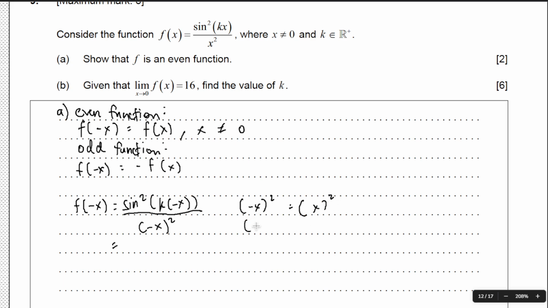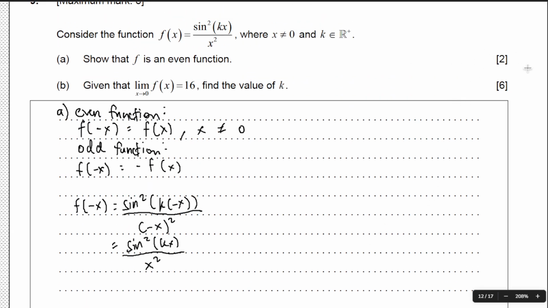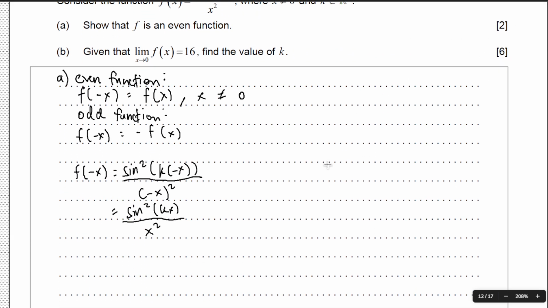We can prove this by just looking at, let's put in a value of minus 2. Minus 2 squared equals 4, and 2 squared also equals 4. So on the top value, we would still have sine squared kx, and on the bottom part, we would still have x squared. So that is for part A, which is 2 marks, and it's pretty easy. You just have to remember the even function.